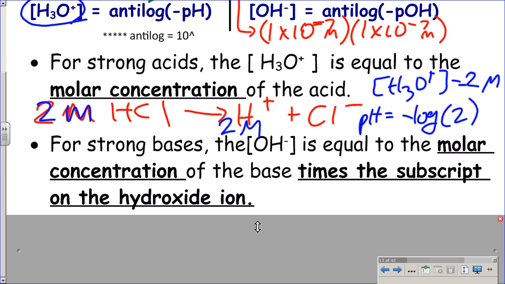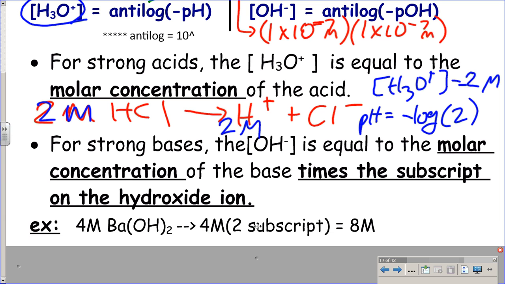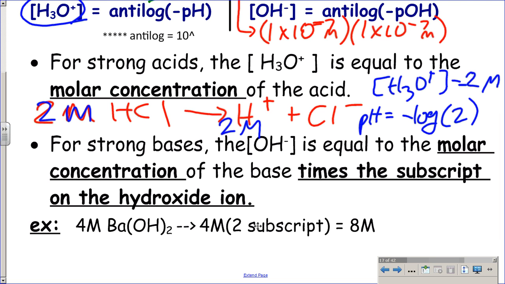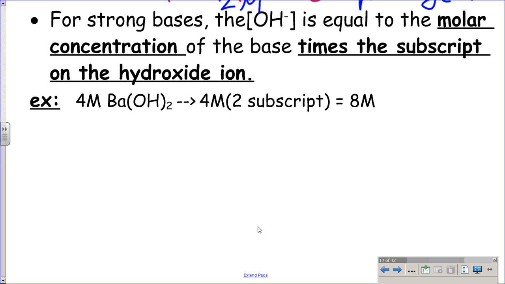Okay, bases are making hydroxides. The only thing that's weird about bases, and this is the only time you'll do this, you will not do this on acids, is you will have to consider the subscript. So which of our bases had a 2 subscript? Our strong bases. We're talking bases here. Calcium hydroxide. How about barium hydroxide? I'm going to go with that one, just because that's not on my board. Okay. Calcium hydroxide, barium hydroxide, and strontium hydroxide.